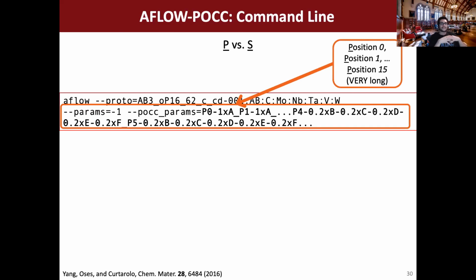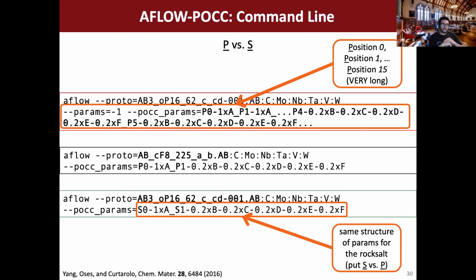So the point is, this is what the P versus S is for. If you remember, this is the input I had for the rock salt structure. So I had P0, 1 times A, and then P1 for the position 1, and then I had that partially occupied with all of these different occupants. It's actually the exact same command for the different label.